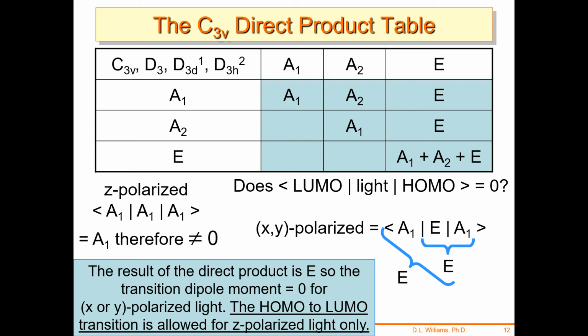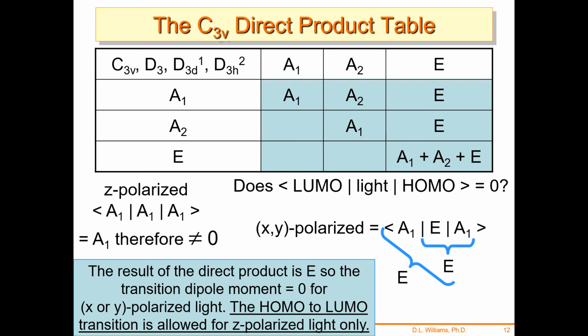So now we have the integral of E. That's not a top row. So the result of the direct product is E, therefore the transition dipole moment integral for this is going to be 0. So for XY polarized light, this is forbidden. The transition for Z polarized light is allowed because it's A1 times A1, which gives A1, and A1 times A1 again gives A1, so the result is A1, therefore it's not equal to 0.